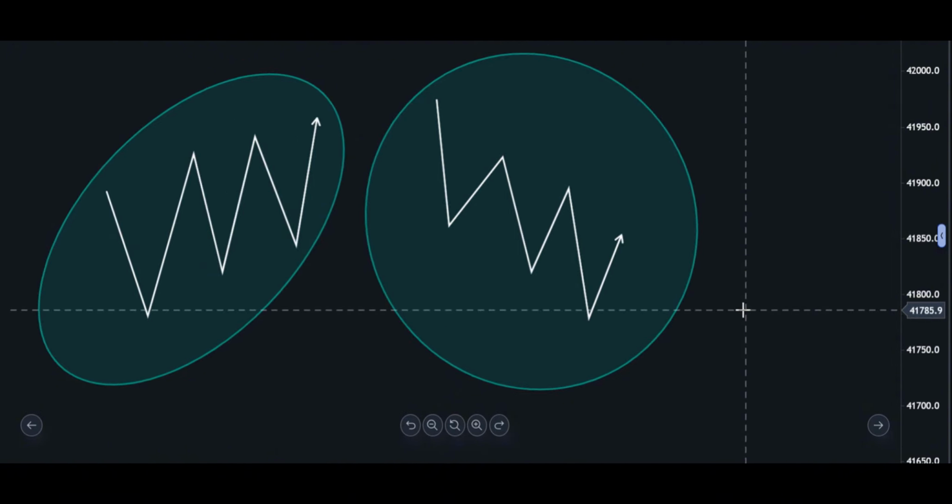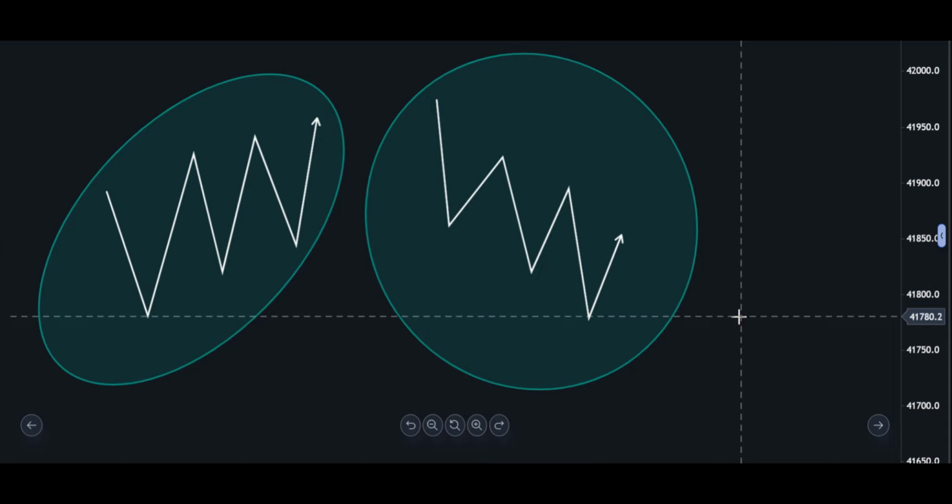So now I'm going to hop to the real chart and show you a live representation of market structure.